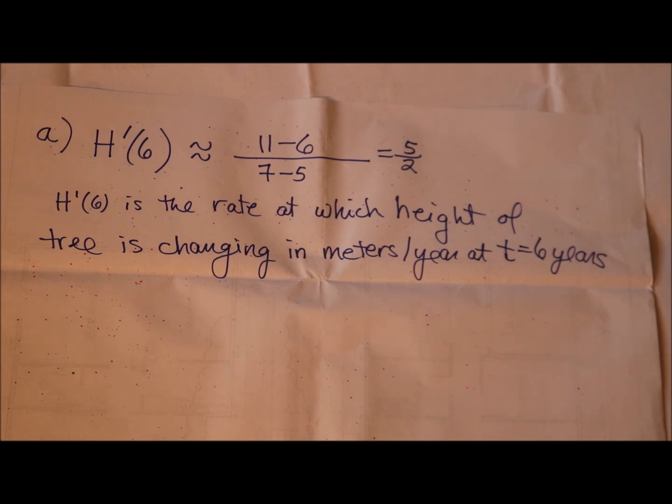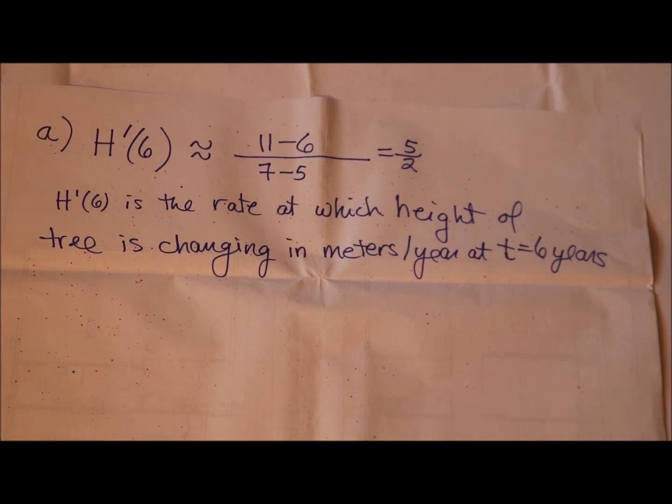Okay? H prime of 6 itself is the rate at which the height of the tree is changing in meters per year at t equals 6 years. When they ask for units, you have to give units, otherwise they will take off a point.